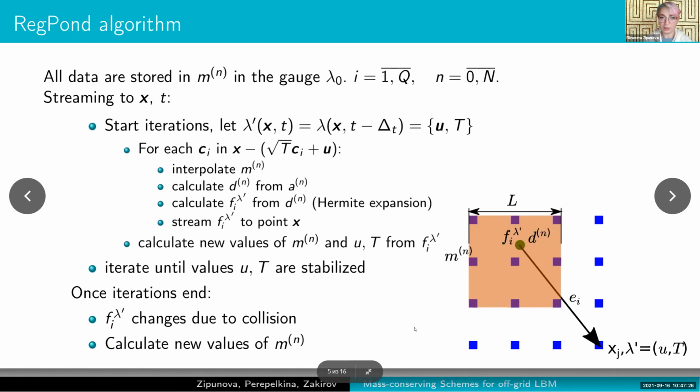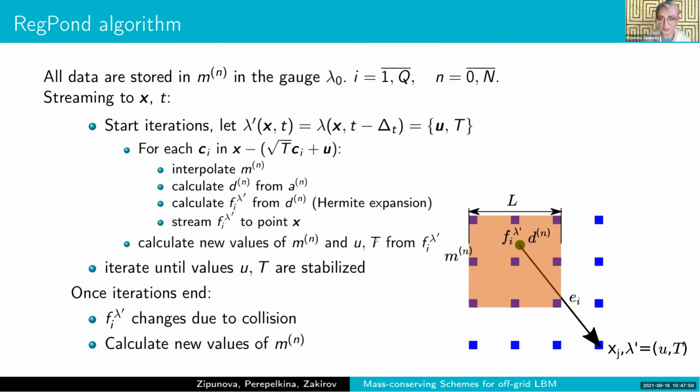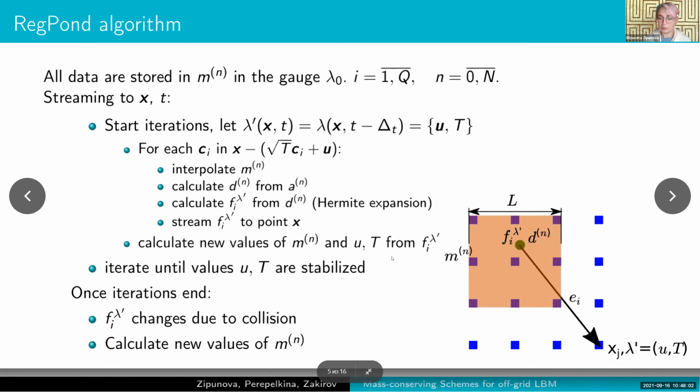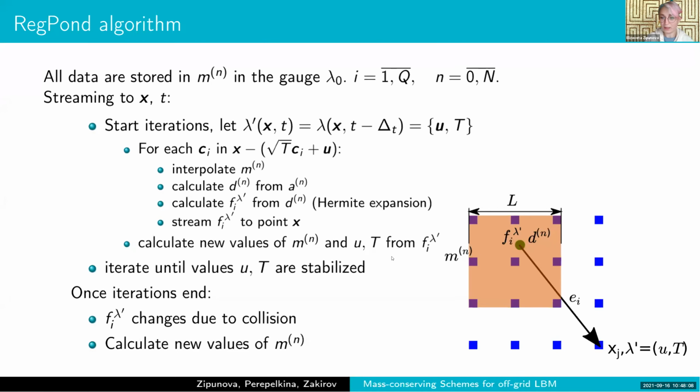Then at this point, we interpolate moments. Then with the help of moments, we calculate moments in the moving frame. From these, we calculate discrete distribution functions using Hermite expansion and stream them into the point X. After streaming into this point all the needed distribution functions, we can calculate new values of speed and temperature and correct our predicted gauge. Iterations proceed until we find the right values of speed and temperature, and once iterations stop, we can calculate collision and new values of moments in the standard frame M.